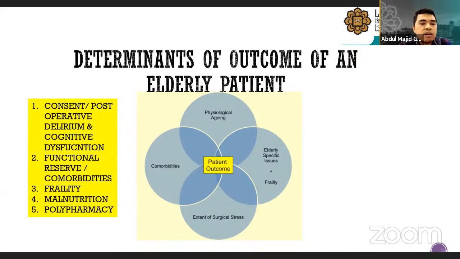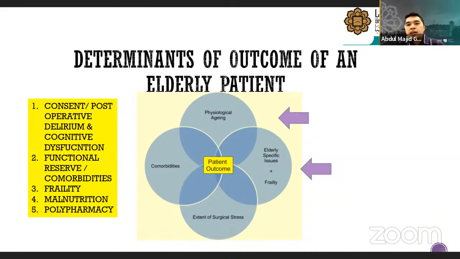So in anesthesia, what concerns us with elderly is that they have these 5 problems that we need to sort out. Number 1 is consent, because they do have cognitive dysfunction and the risk of developing post-operative delirium and post-operative cognitive dysfunction. At the same time, we need to assess their functional reserve and comorbidities, and we need to assess their frailty, their malnutrition, and also because of the comorbidities, they have polypharmacy that can result in intra and post-operative morbidities and mortalities.